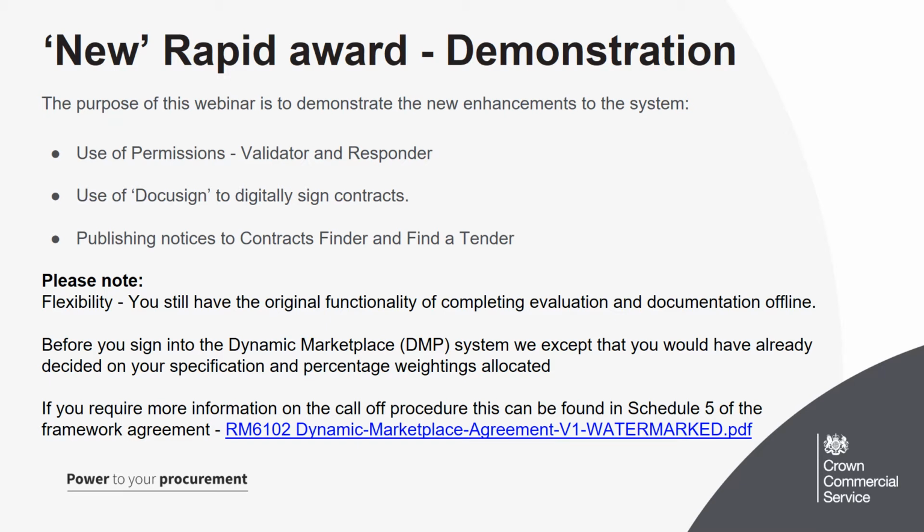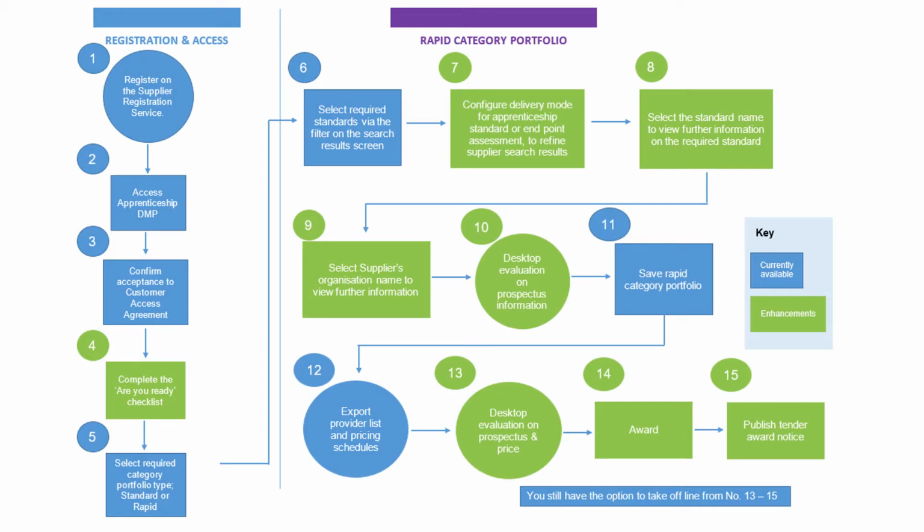Also discuss the different permission levels within the system. All of the activities highlighted in the green boxes are the enhancements to the DMP system. You will still have the option to evaluate, award, and publish the tender offline if required. Please note, box 4, complete the Are You Ready checklist, will only appear once when you first access the system once the enhancements are live. You will have access to the checklist elsewhere on the system.